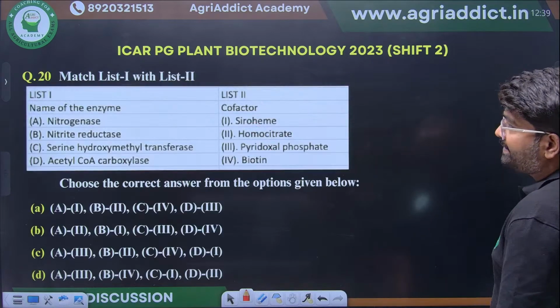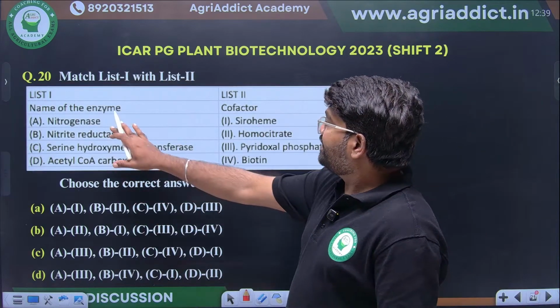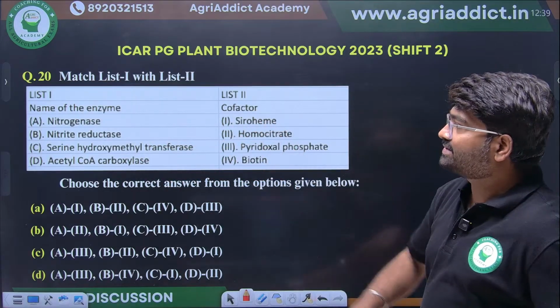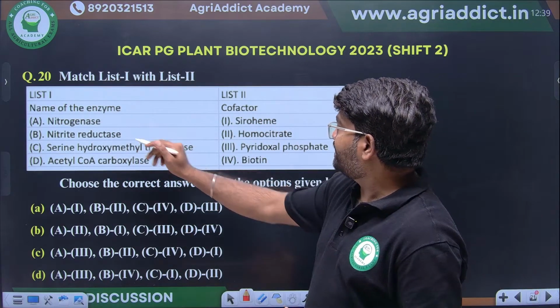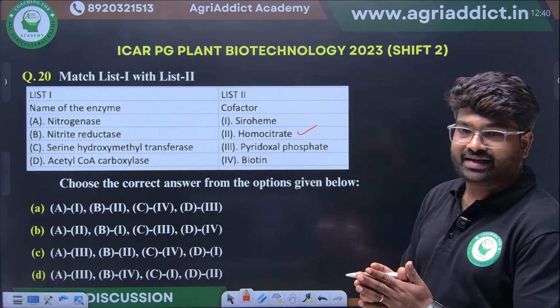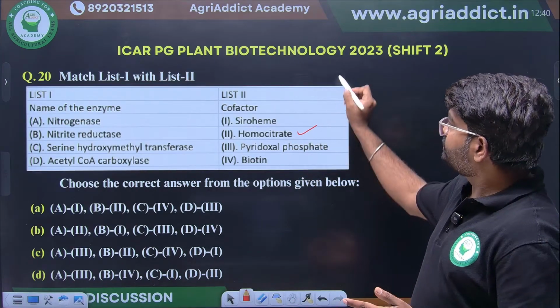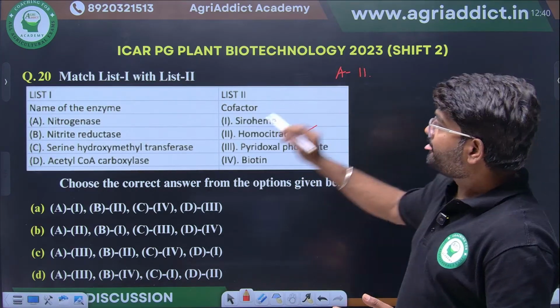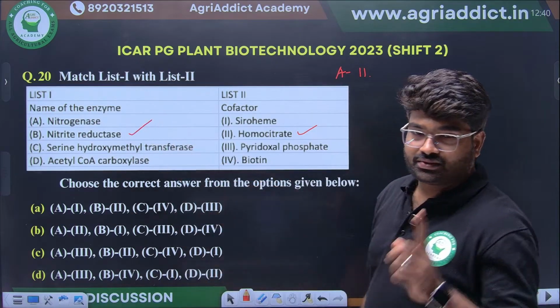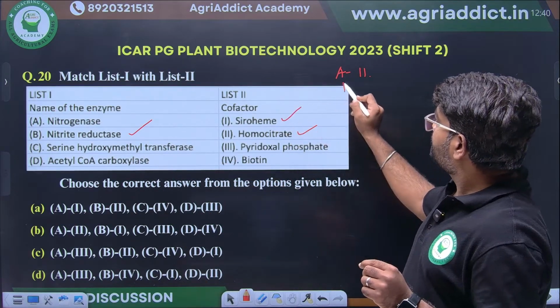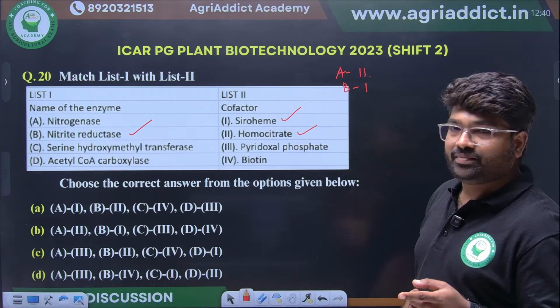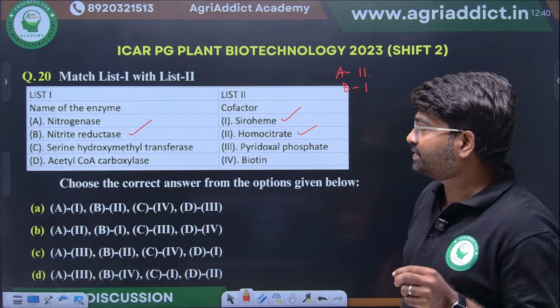Here they have given different enzymes and the cofactors required. Okay, enzymology question. Nitrogenase, what will be the cofactor? Yes, homocitrate will be there as a cofactor. Okay, so A will come. Nitrite reductase will have siroheme. This we have seen in our nitrogen metabolism class.